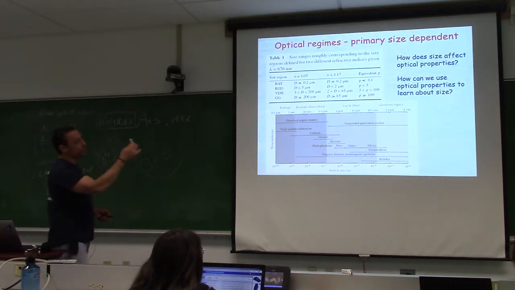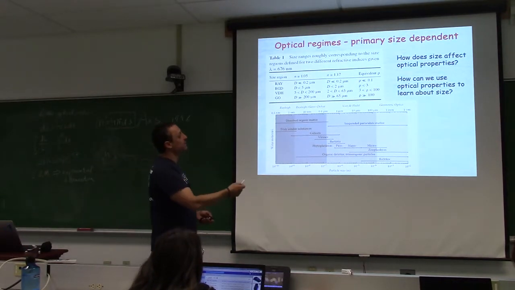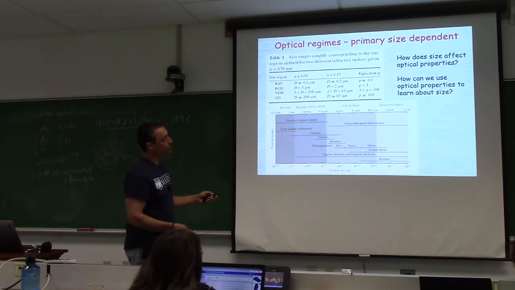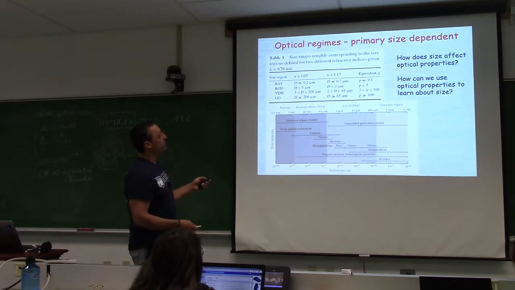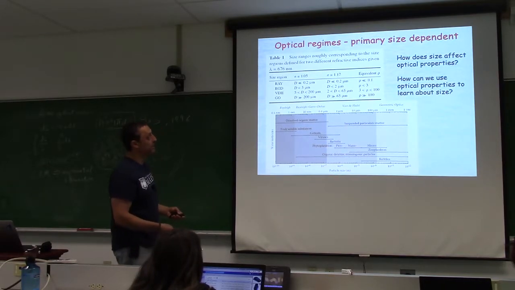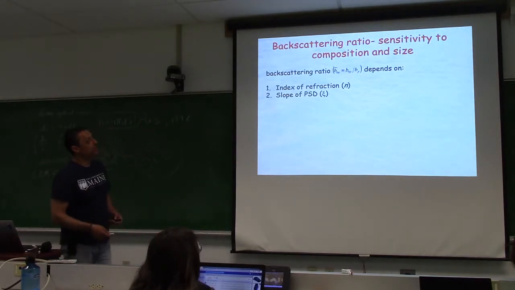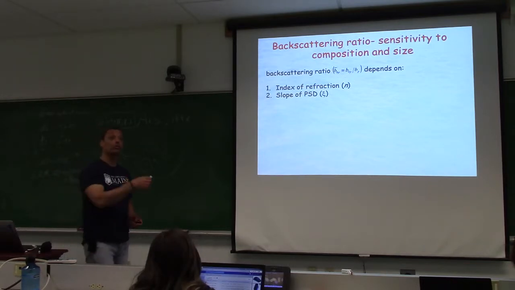And this allows us to also look at optical regimes, which are defined by these non-dimensional parameters. So we talked yesterday about the solution for Rayleigh, we talked about geometric optics. But I don't want to get into this size. I want to talk about other things. So now I'm going to go to backscattering ratio.